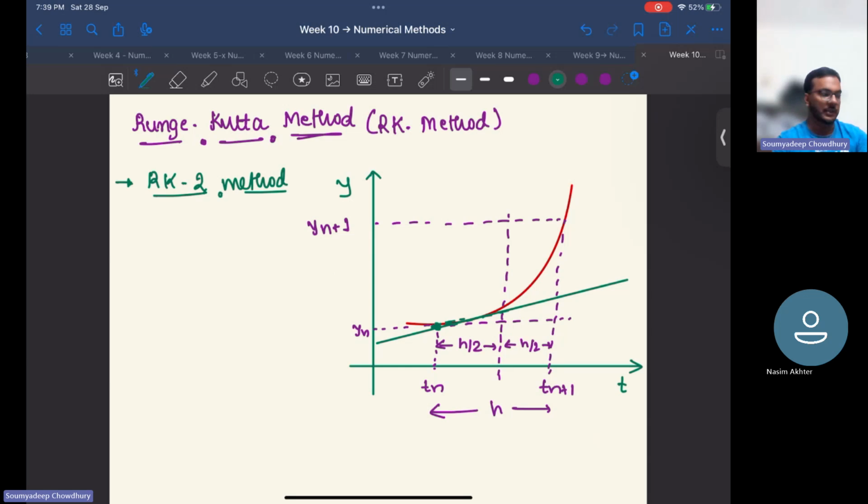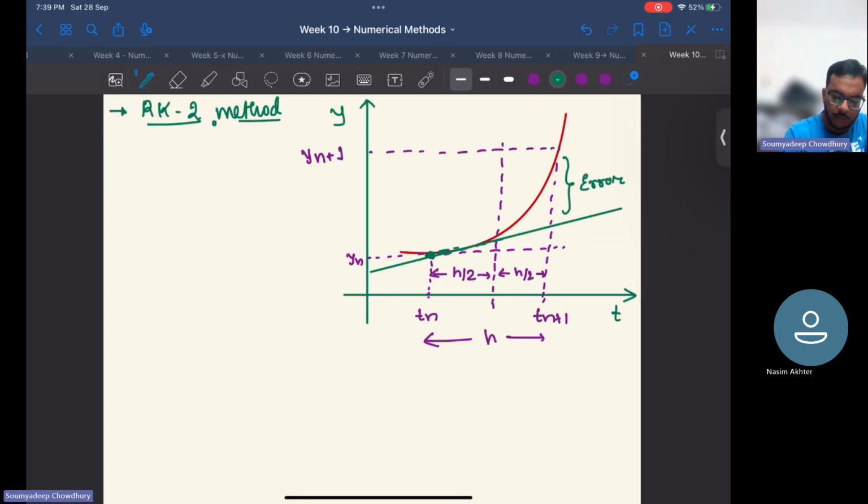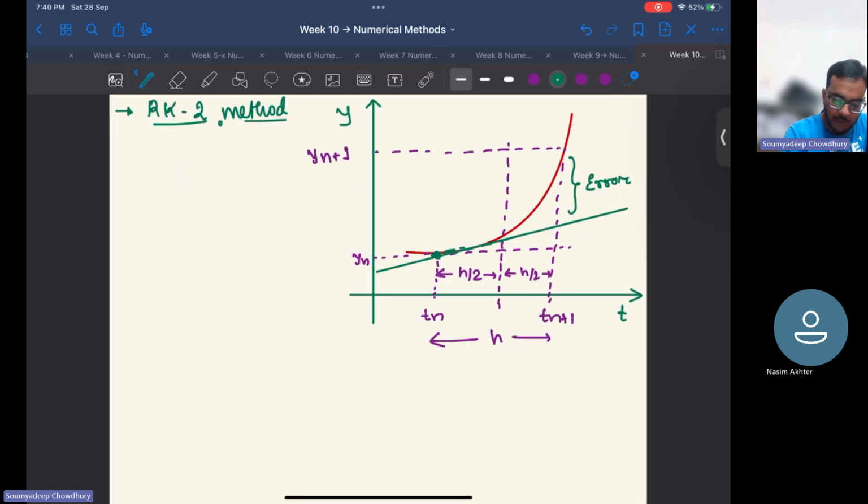So it is somewhat like this, right? Based on Euler's method, this was my error. This was the estimated value, whereas the actual value was yn plus 1. So now here we will see what we are doing.